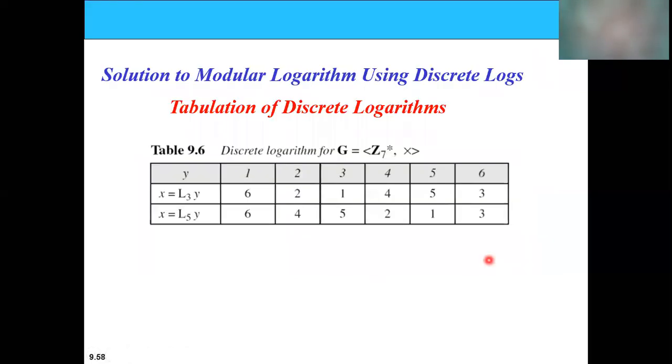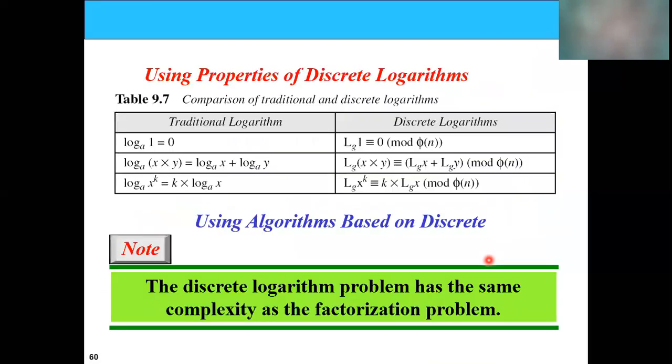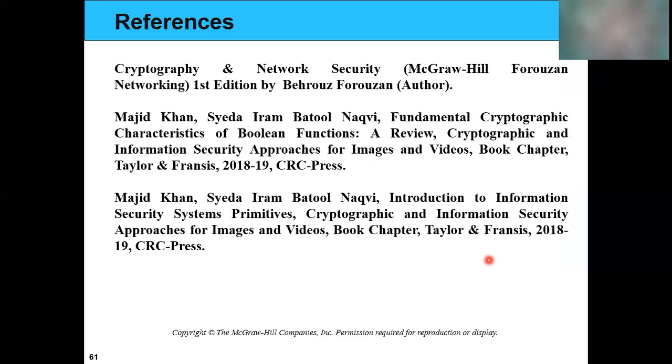So, dear student, these are some other examples. You have to do it under modulo 7, how to calculate the discrete log. Also, these are some properties. The discrete log problem has the same complexity as the factorization problem. These are some references from where I have taken some material, and the rest are all my own. So keep this in your mind.